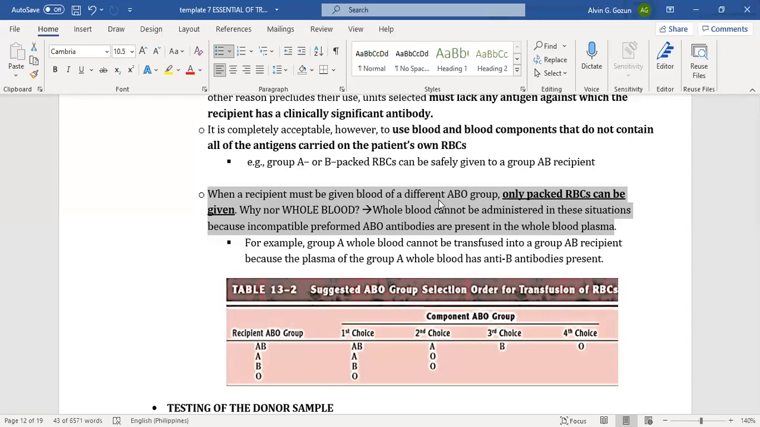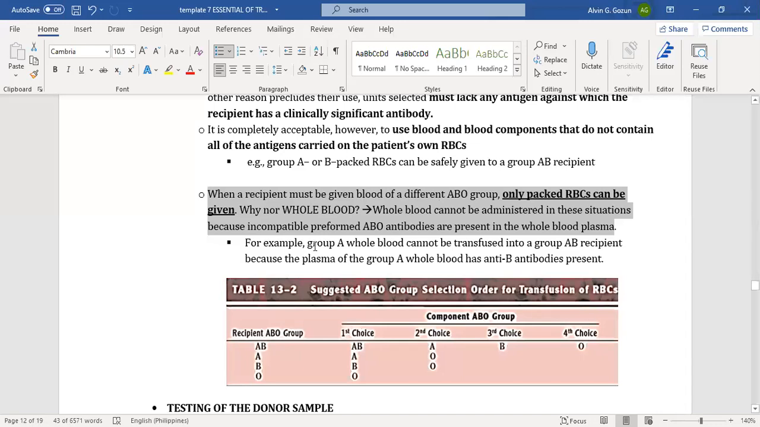Kasi again, pag whole blood, may RBC, may plasma. Uy, may plasma, may antibodies. And yung antibodies na yun can directly affect yung recipient natin. Okay, doon sa antigen niya. Naintindihan ba?